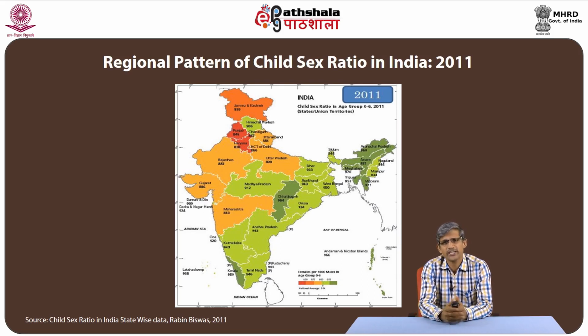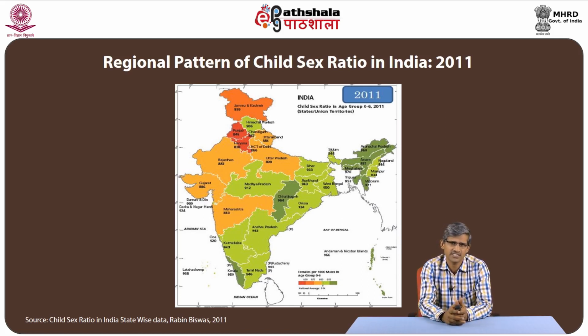If you look at the northeast, it is primarily dark green or green. There are no patches of red or orange. It is also true to some extent in the eastern part of the country. So, it is also possible to argue that there is a certain amount of concentration of the child sex ratio in certain parts of the country compared to other parts.